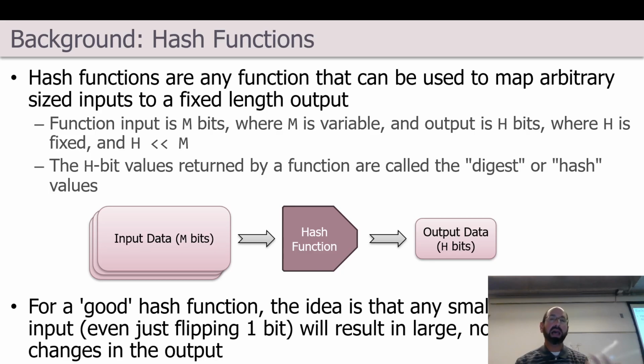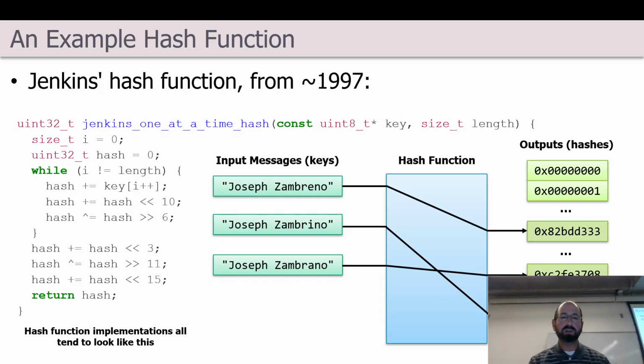The concept behind them is that if you've designed a quote unquote good hash function, any even small changes in the input are going to correspond to relatively large changes in the output. So in some sense, it's a way of checking if your data has been modified. As we'll see, it has other purposes as well here.